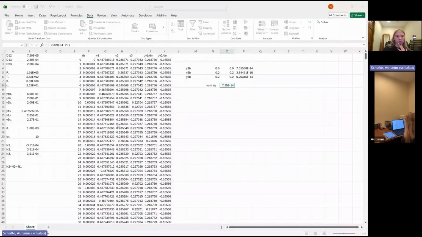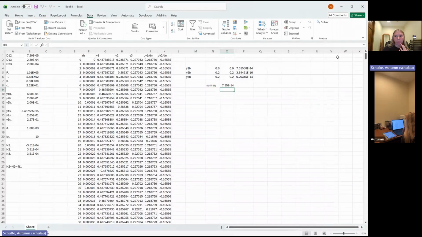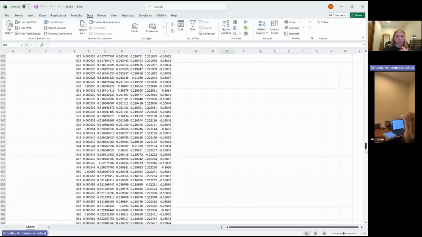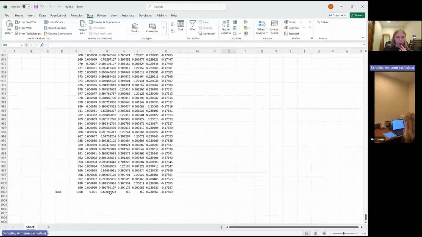Hit OK. So now we can scroll all the way down to the bottom, and it should change it for us. Yes, so now this is perfect, because now at our bulk surface, the mole fraction of the ethanol is pretty close to 0.6, and the mole fraction of the acetyl aldehyde as well as the hydrogen are at 0.2. So that is exactly what we want to see there.